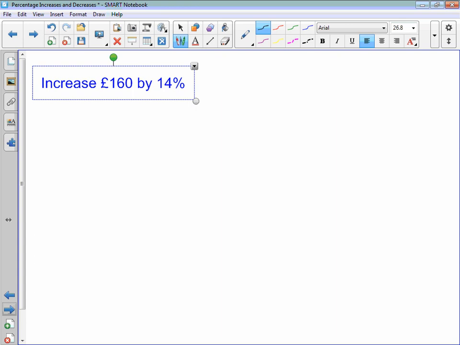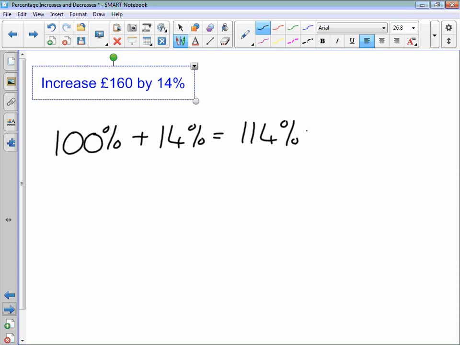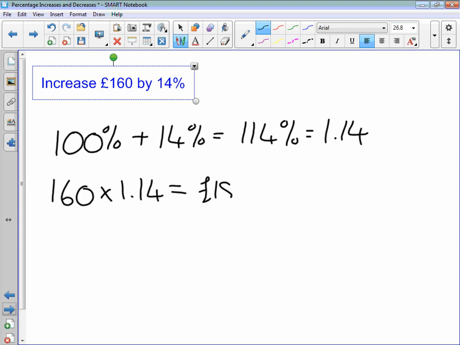With slightly more complicated percentages, it's exactly the same principle. So I take my 100%, and this time I want to increase by 14%. So I end up with 114%, which as a decimal is 1.14. This means I now need to multiply 160 by 1.14 to increase it, so that will give me a total of £182.40.